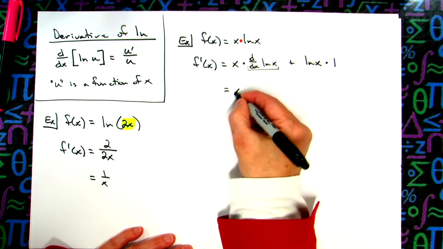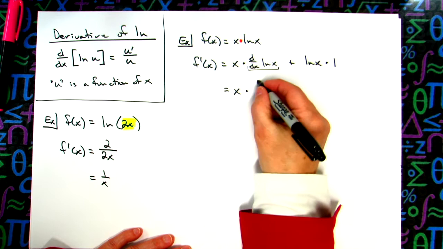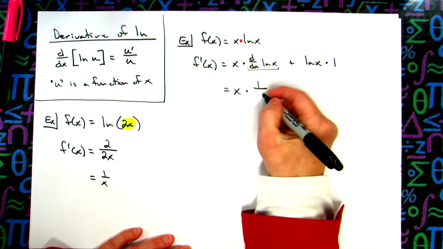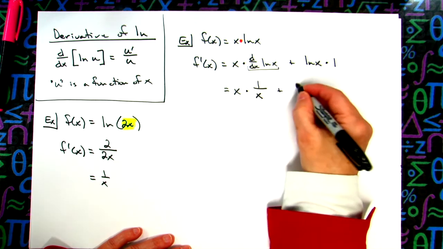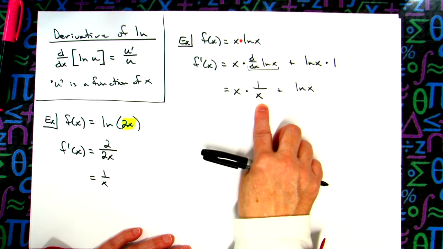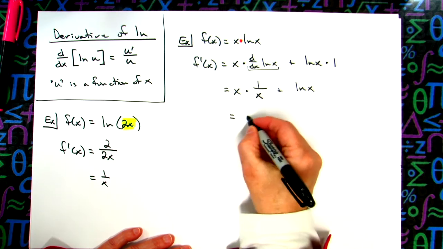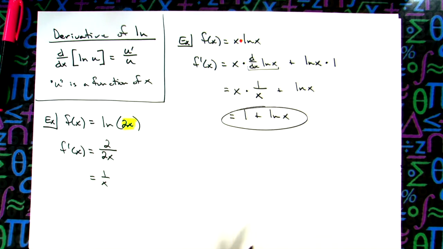So this stays an x. The inside part of my function is x, so the derivative of x is 1. That goes on top, and whatever the u is goes on the bottom. So the derivative of natural log of x is 1 over x. Plus natural log of x. Well, what's x times 1 over x? 1, right? So then this goes down to 1 plus natural log of x. So taking the derivative of your natural log function inside product rule, inside quotient rule, inside chain rule is going to happen.